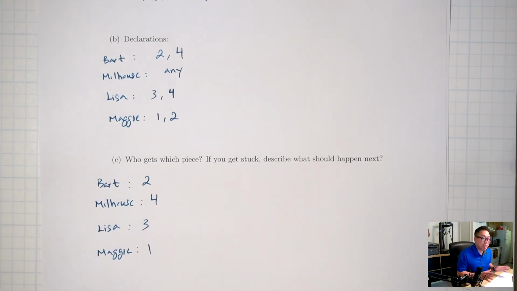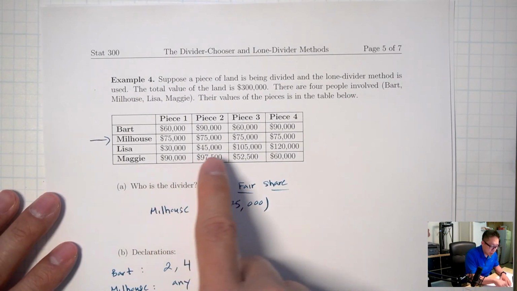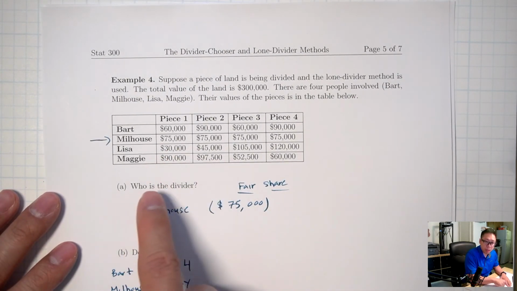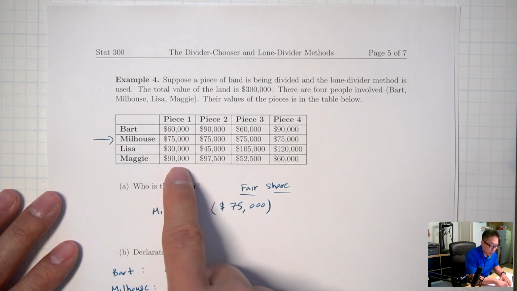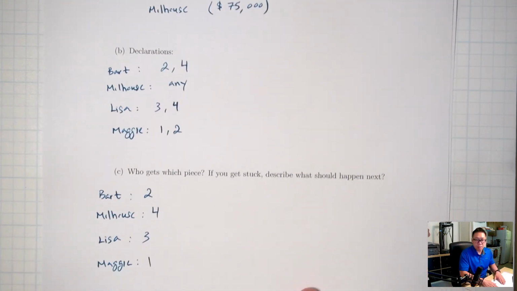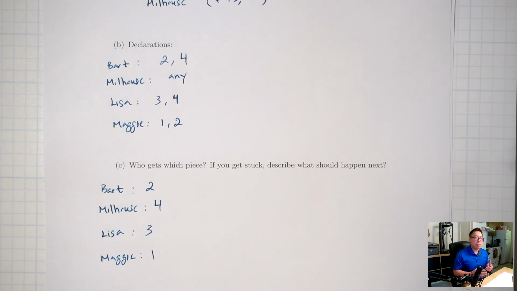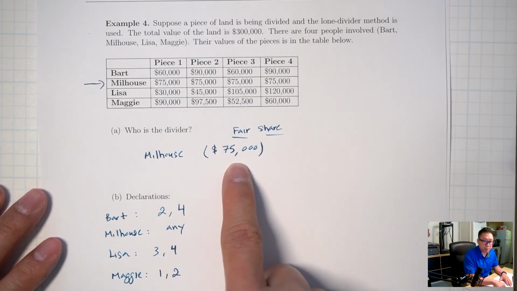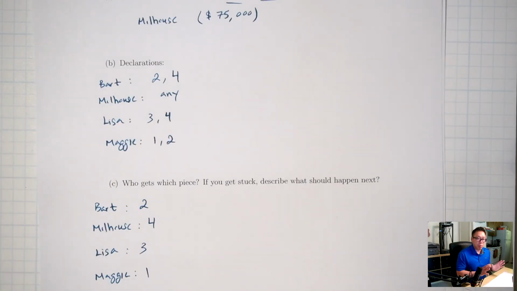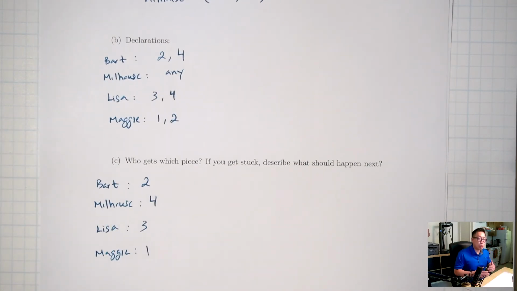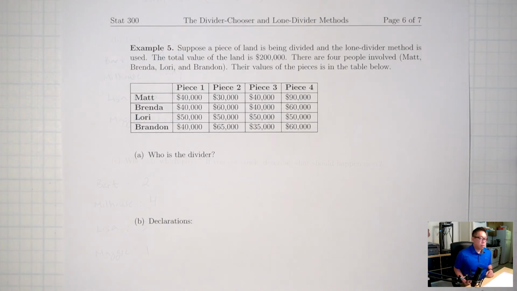It's important to note here that there's multiple answers. This might not be the best answer, right? Because some people prefer some pieces more than others. So Maggie prefers piece 2 more than piece 1, but we gave her piece 1, and that's okay. We're not trying to make everybody as happy as possible. I just want to make everybody happy in the sense that they get at least what they deserve. That's the method we're talking about here. Methods where we're trying to make everybody as happy as possible are more advanced, and we're not going to talk about that in this class.